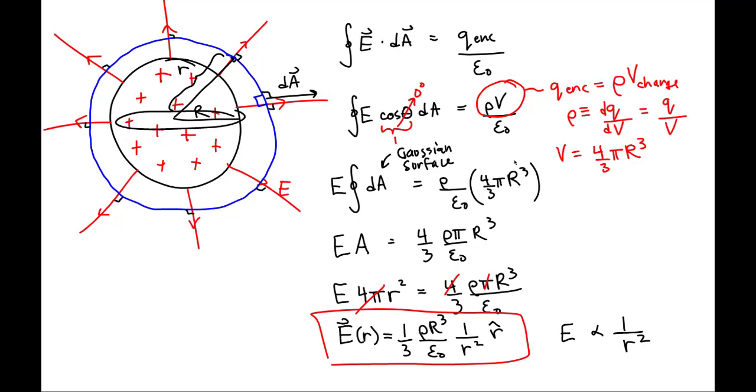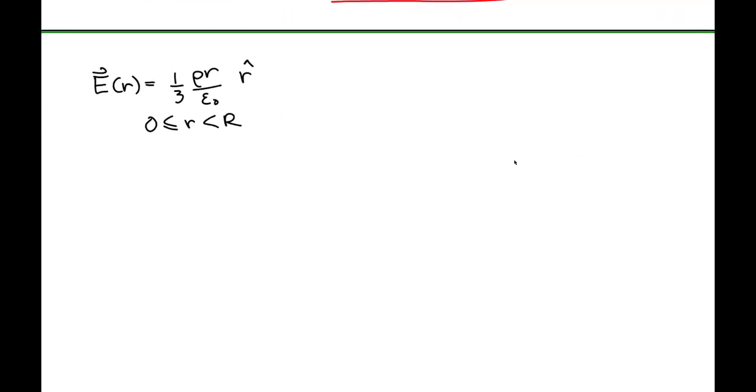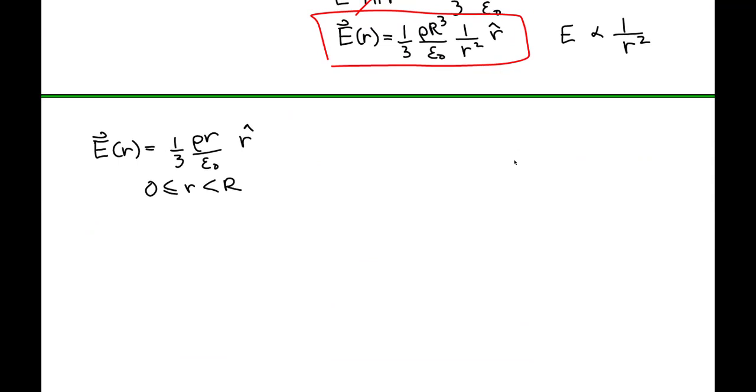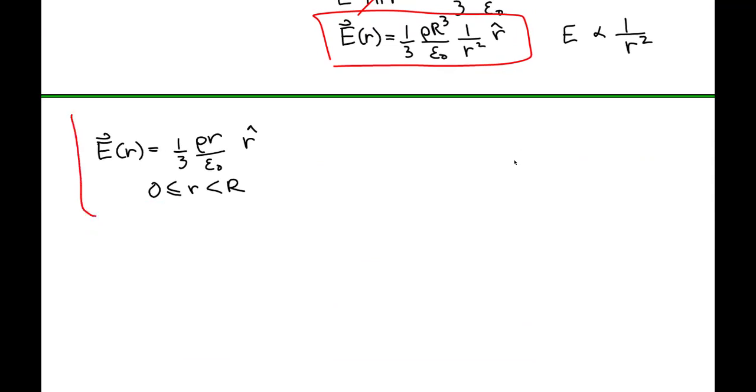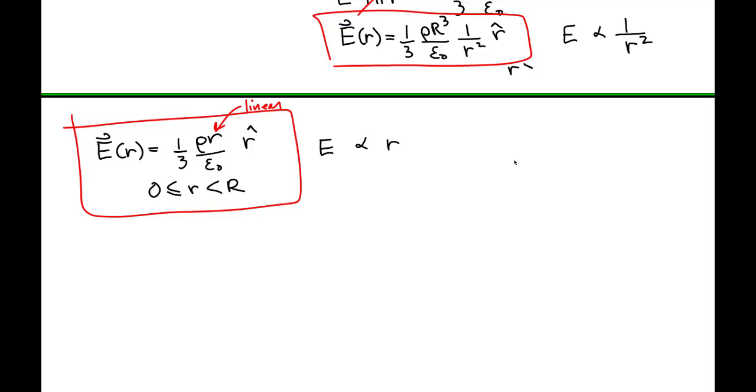Let's look at what this looks like for when we were inside the sphere. When we were inside the sphere, we had the electric field that varied linearly. That's a linear relationship with r. So we could say that the electric field, when we are inside the sphere, is directly proportional to distance from the center of the sphere, while when we are outside the sphere, the electric field is inversely proportional to the distance squared.